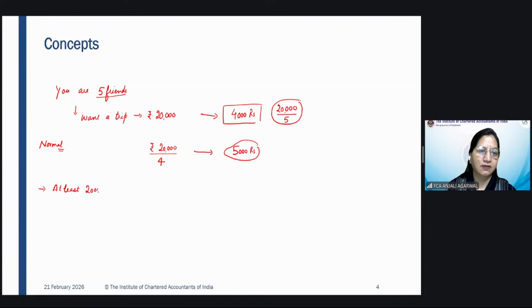2,000. So then all 4 of you do not need to bear the entire cost of 20,000. So 20,000 minus 2,000, it is only 18,000, which all 4 of you will share amongst yourselves. So then it comes out to be 18,000 divided by 4. So you will bear 4,500.